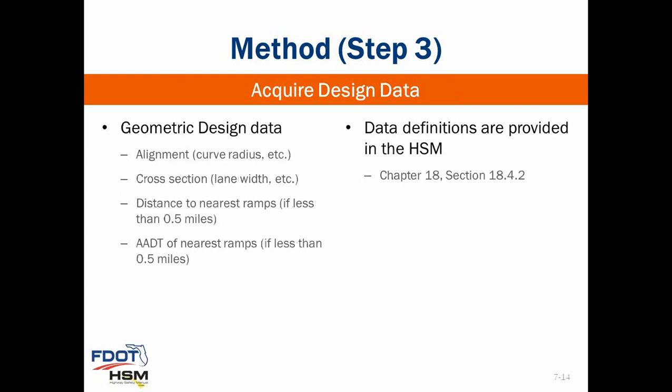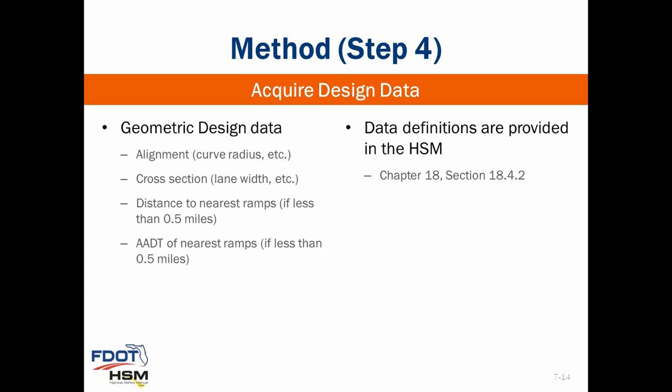Step 4 is to acquire geometric design data. These data include alignment variables like curve radius and curve length, and cross-section variables like lane width and shoulder width. Also needed is the distance to the 4 ramps nearest to the segment. Guidelines are provided in Chapter 18 for identifying these ramps. In general, they are the first exit ramps downstream of the segment in both travel directions, and the first entrance ramps upstream of the segment in each travel direction.